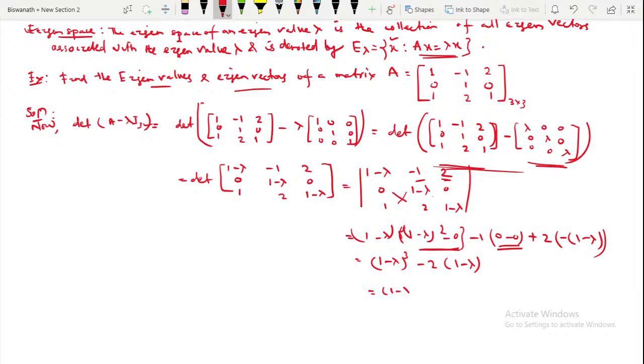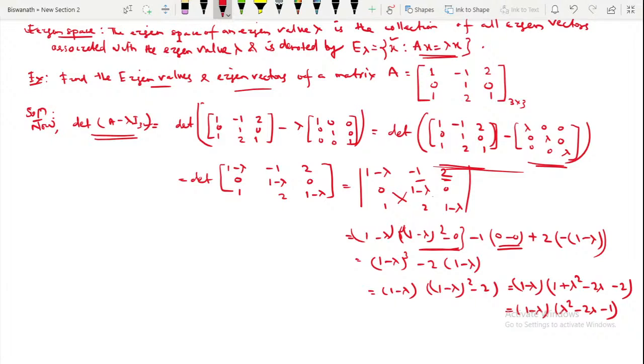So 1 minus lambda taking common, this will be (1 minus lambda) whole square minus 2. This is 1 minus lambda whole into, and what is this one? It's 1 square plus lambda square minus 2 lambda minus 2. So this will be 1 minus lambda into lambda square minus 2 lambda minus 1. So determinant of A minus lambda I, this is your characteristic polynomial.